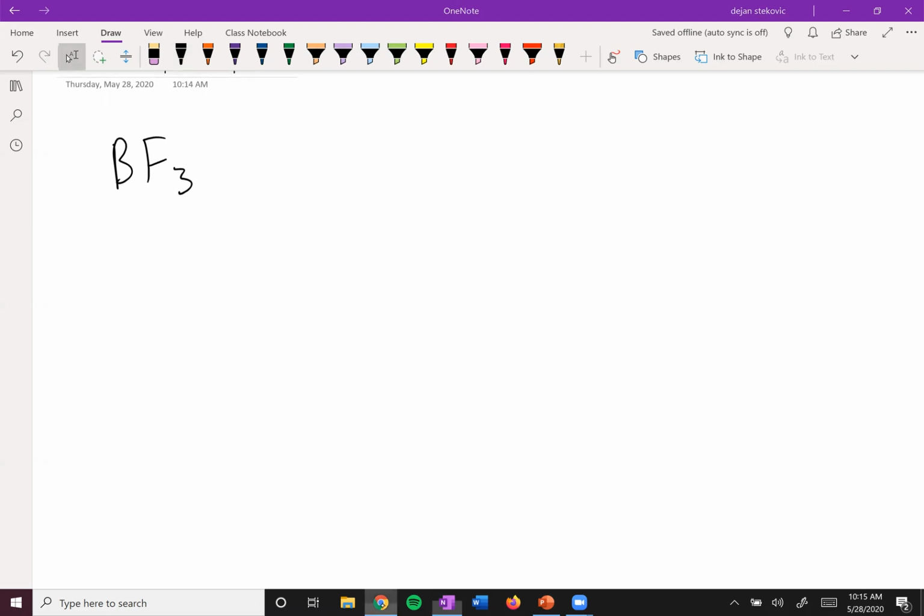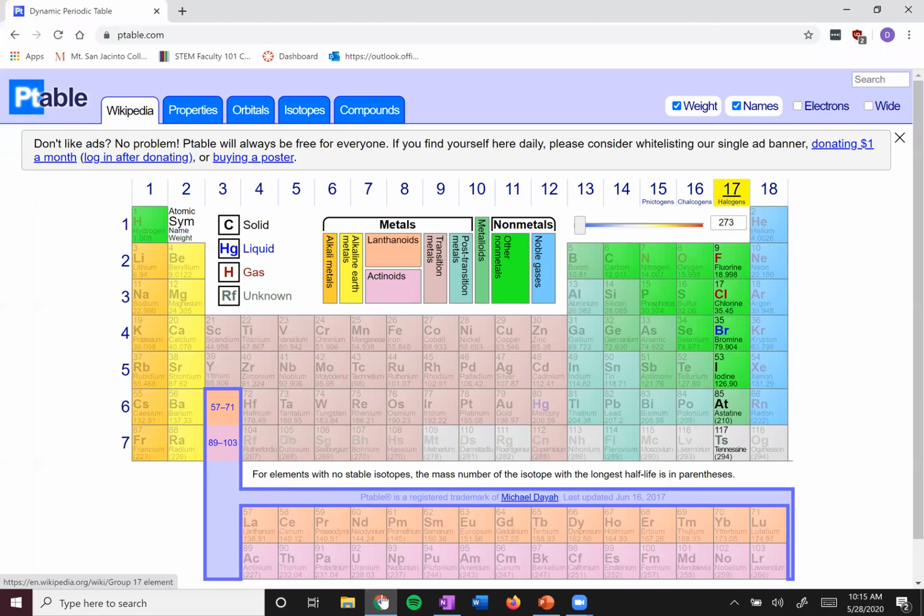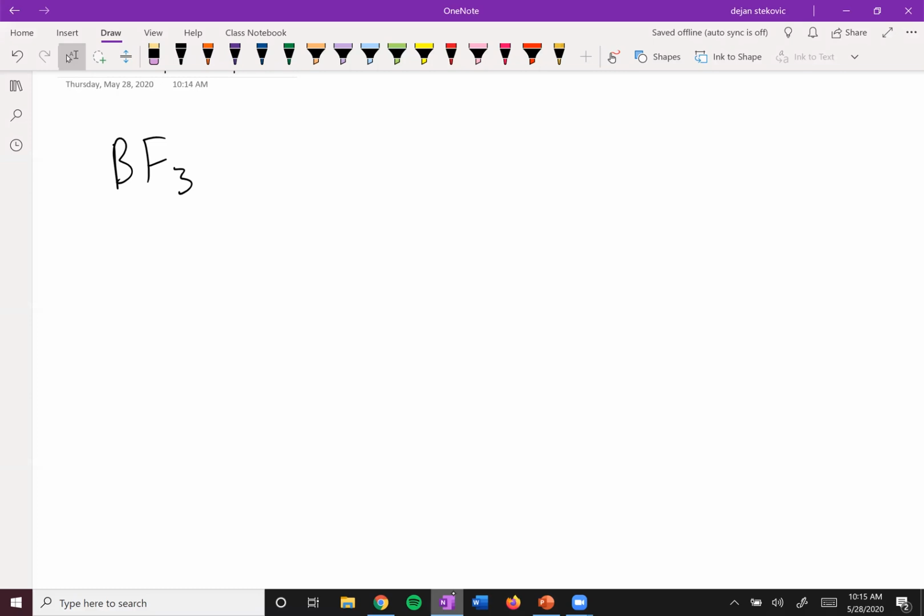When you think about Lewis structures, the first step is counting valence electrons. Boron has 3, fluorine has 7. There's only one boron, so that's just 3 valence electrons from there. Fluorine has 7 valence electrons, and there are 3 of them. That's 21 valence electrons, for a total of 24.